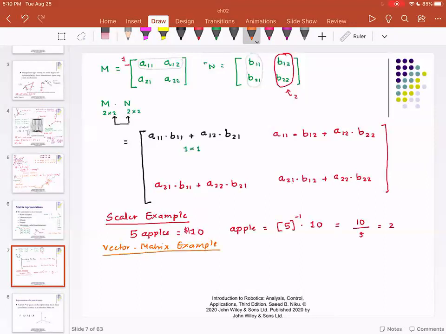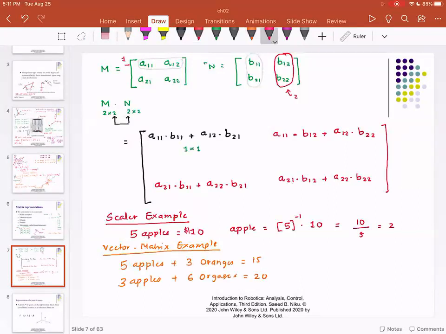So in the vector matrix example, 5 apples plus 3 oranges is equal to $15. 3 apples plus 6 oranges is equal to $20. So how do I solve this equation now?